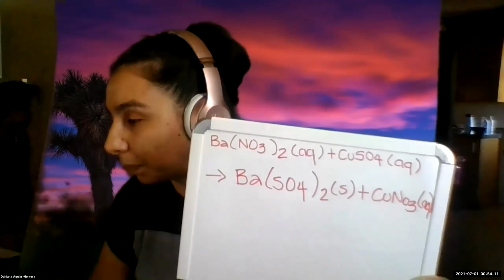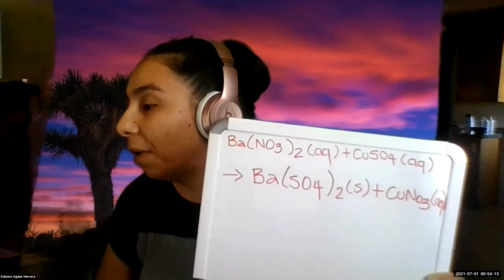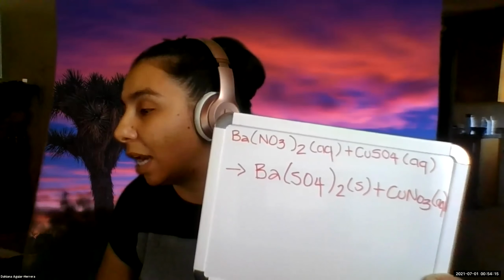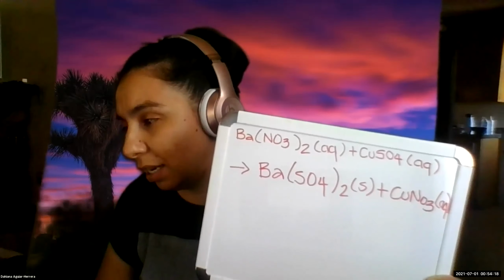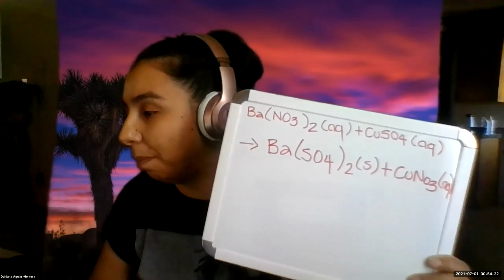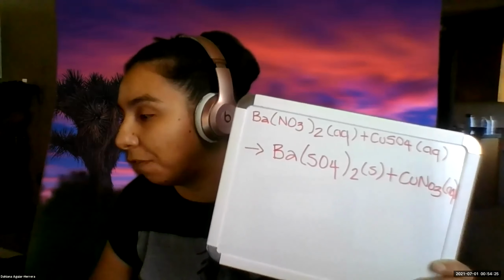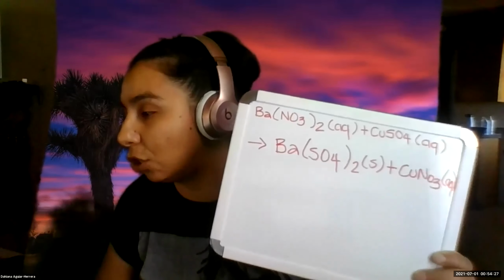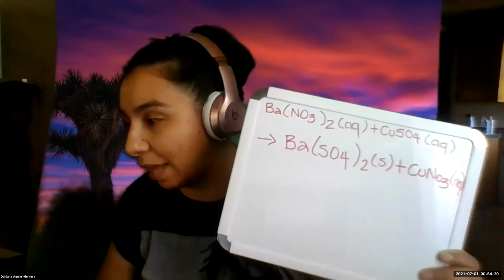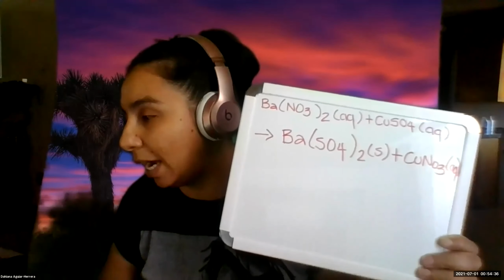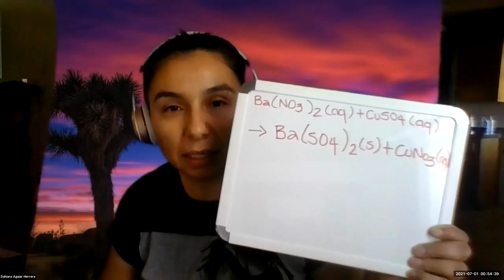Combination reactions, include physical states, and refer to the solubility rules as necessary. So, I have barium nitrate aqueous plus copper sulfate aqueous turns into barium sulfate, and that's a solid, correct? Right. Correct. And then copper nitrate aqueous, correct?